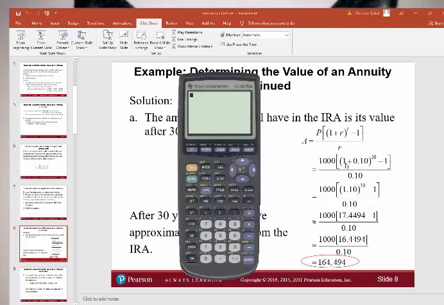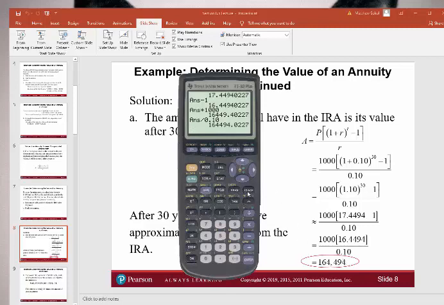The first thing, order of operations, you're going to start way on the inside of the parentheses. 1 plus 0.10, enter. Now you're going to raise that to the 30th power. Now you're going to subtract 1. Now you're going to multiply that by 1,000. And now you're going to divide that by whatever the rate was. And look, $164,494. Here I have knocked off the 2 cents.